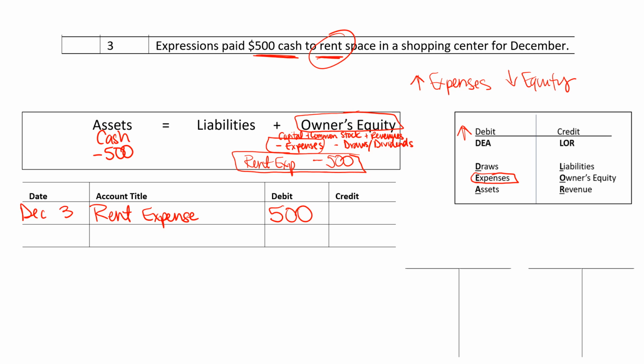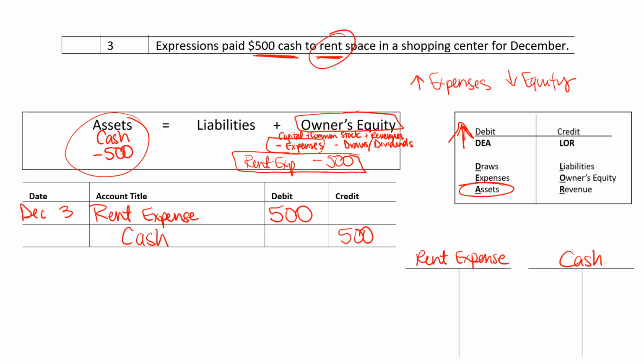So then cash, we know, is an asset. Assets are increased with a debit, but what's happening in this transaction is not an increase to cash. It's a decrease to cash. When we pay out cash, it's a credit. So credit to cash of $500. With our T accounts, we have rent expense, cash. Rent expense is being debited $500, and cash is being credited $500.